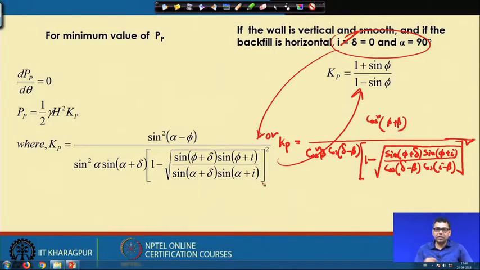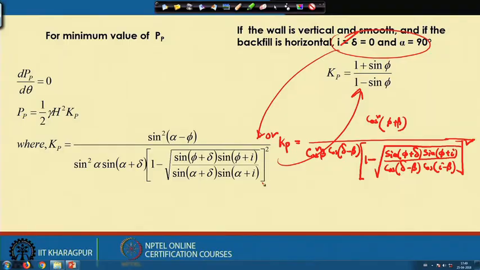So, this way you can use Coulomb's theory also to calculate the earth pressure. When I solve the retaining wall problem, at that time I will use Coulomb's theory and show you how you can determine the earth pressure. I have not solved the problem for inclined backfill also; that I will also solve when I design the retaining wall.